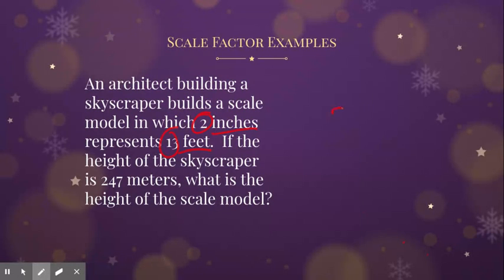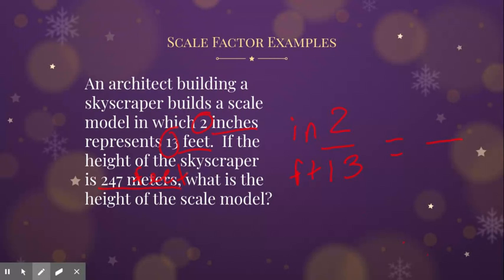If it says 2 inches represents 13 feet, that means I'm going to do 2 over 13. So I put my inches on top and my feet on bottom this time. It doesn't matter which way you do it as long as you put the numbers in the correct place. The height of the skyscraper is 247, that should say feet. Sorry, guys. Feet.